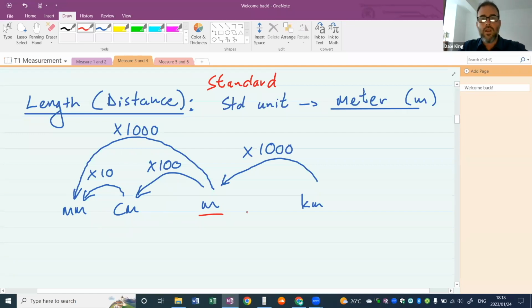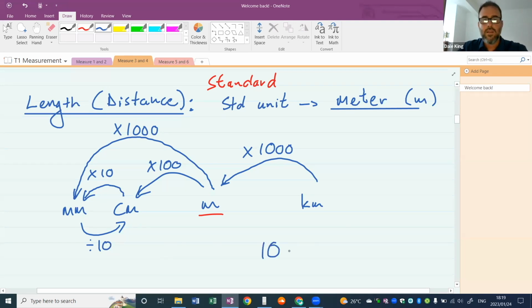If we're jumping from a big unit of distance, a long distance like kilometers, and we want to go to a smaller one, we're going to times. Okay, now let's talk about if we want to go from a small one to a big one. Well, we just do the opposite. So if we have to times by 10 to go from centimeters to millimeters, we have to divide by 10 to go from millimeters to centimeters.